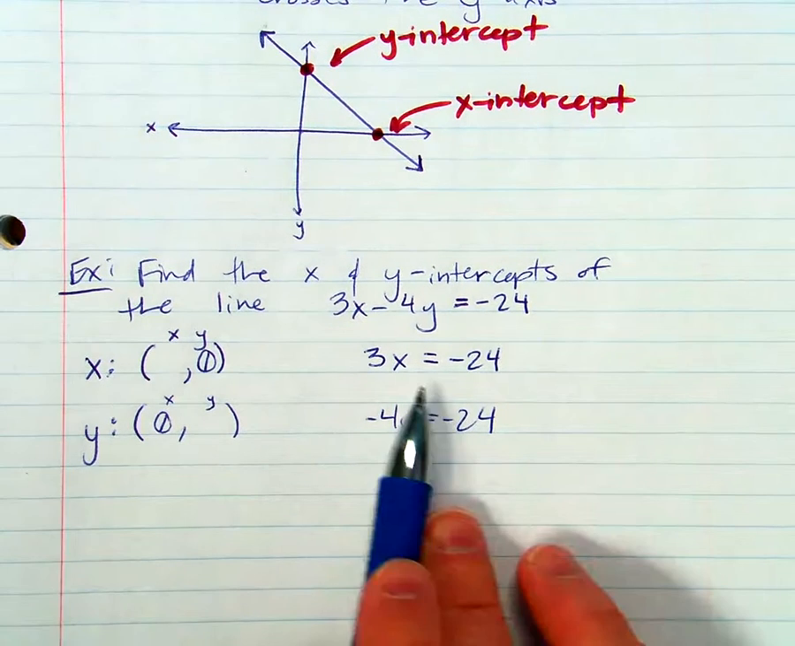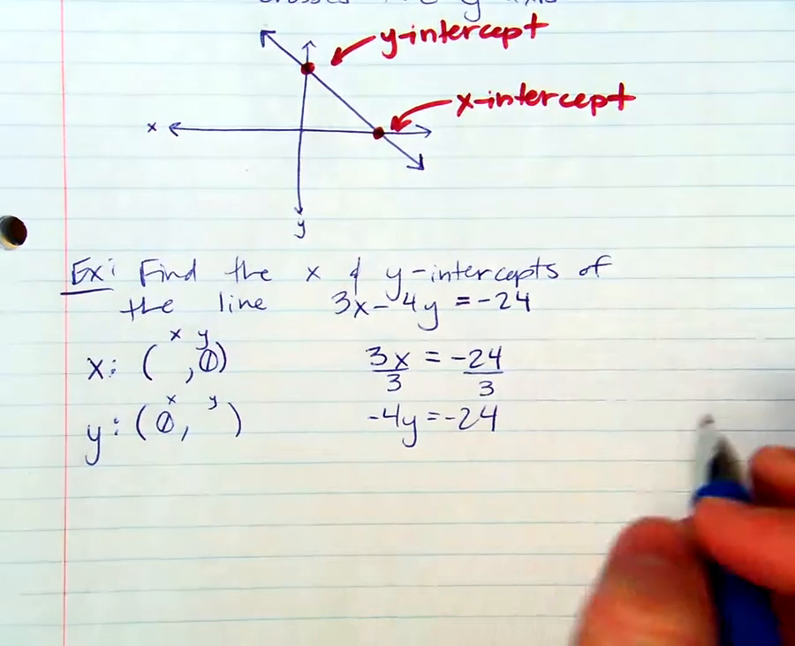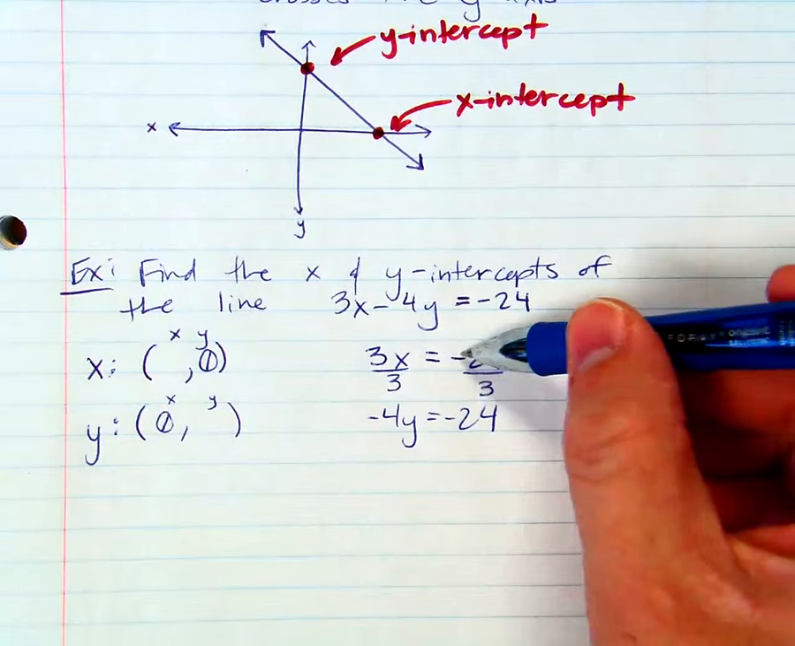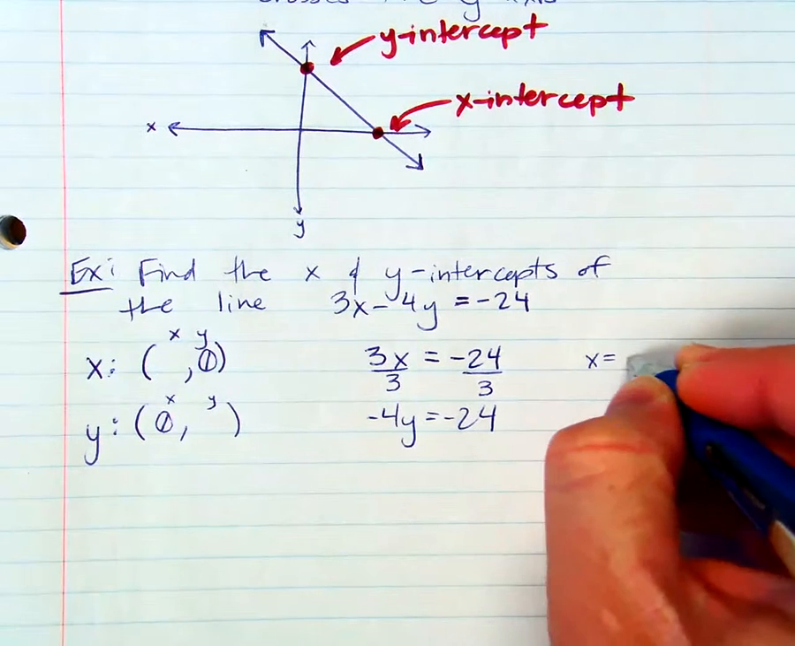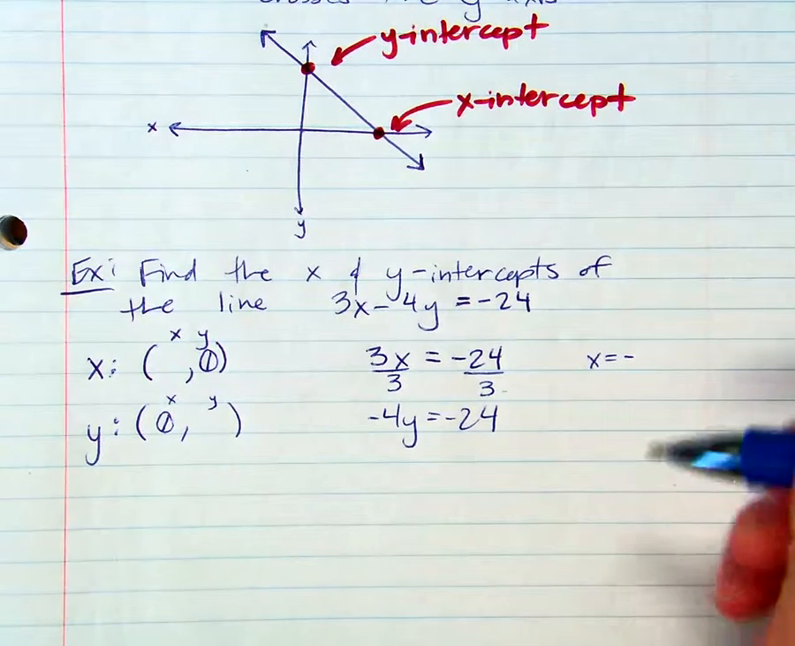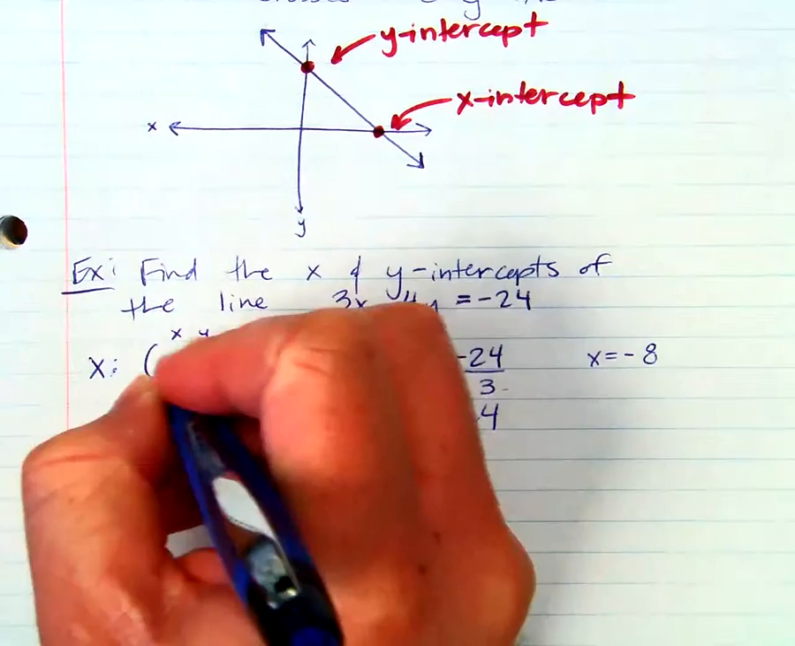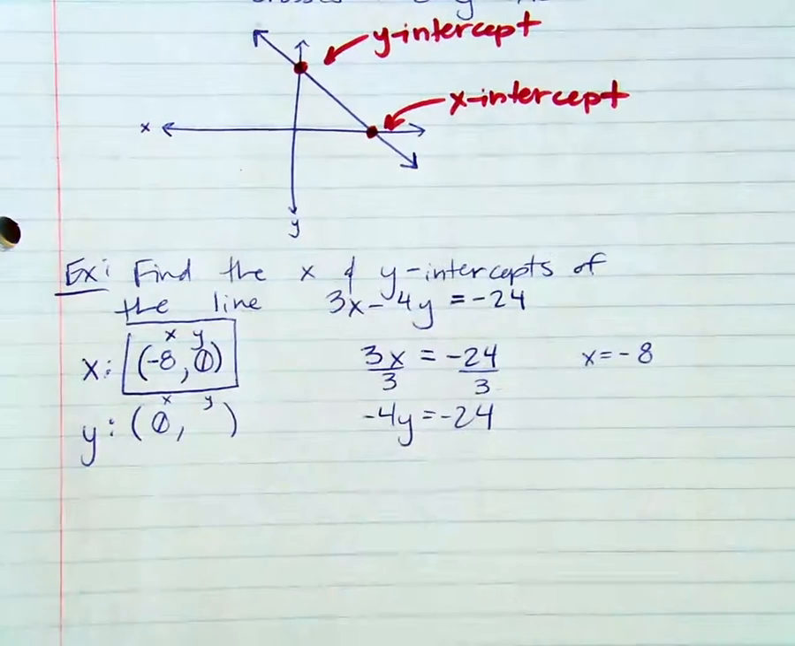In this first one, all I do is divide by 3. What is negative 24 divided by 3? I heard one person say it. What's negative 24 divided by 3? Negative 8. So that's what I put here. My x-intercept is negative 8, 0.